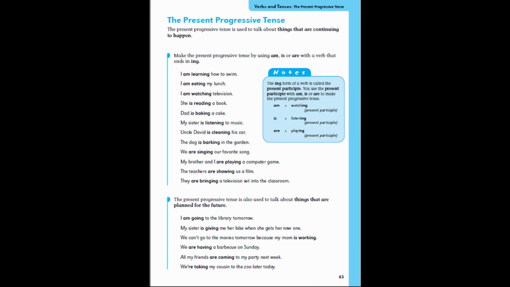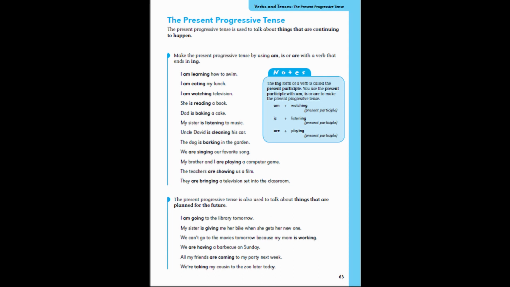The present progressive tense is also used to talk about things that are planned for the future. So once again, present progressive tense, planned for the future. I am going to the library tomorrow. I am going to borrow a book on horses. I am interested to learn more about horses. These are conversations taking place in the present, but the actions we're talking about are planned to happen in the future. The conversation is happening right now.